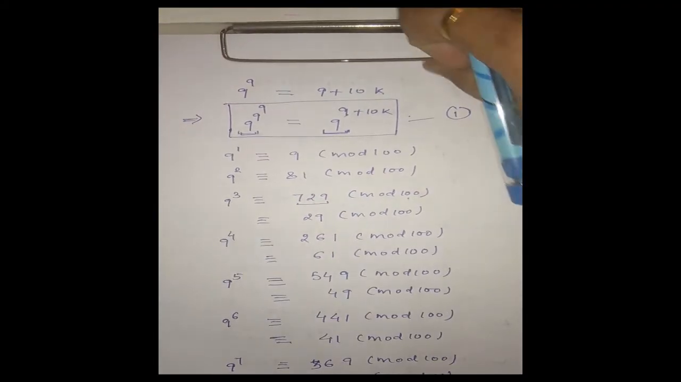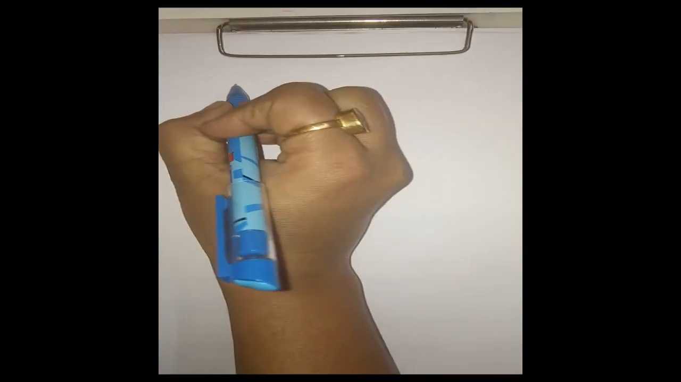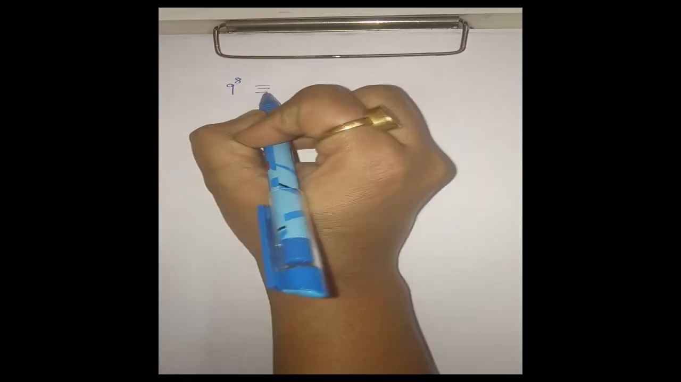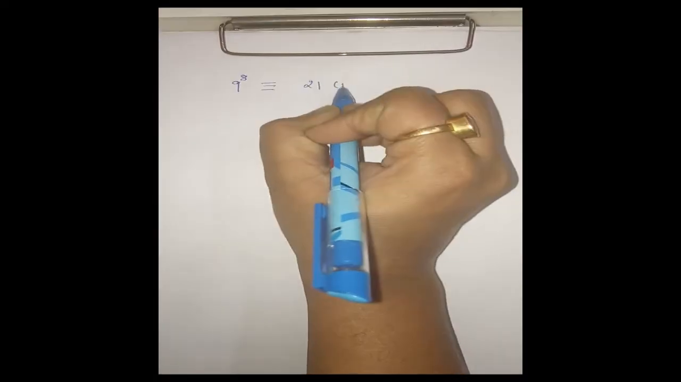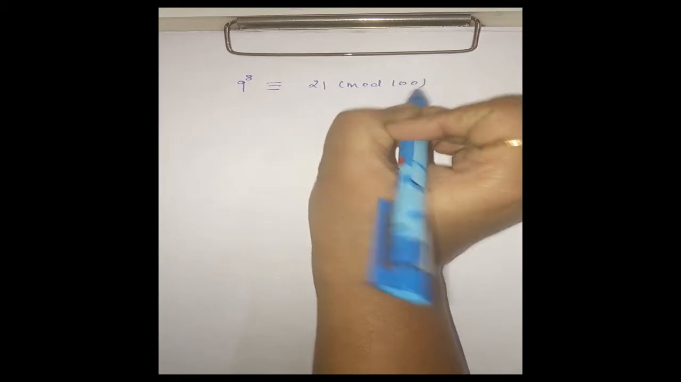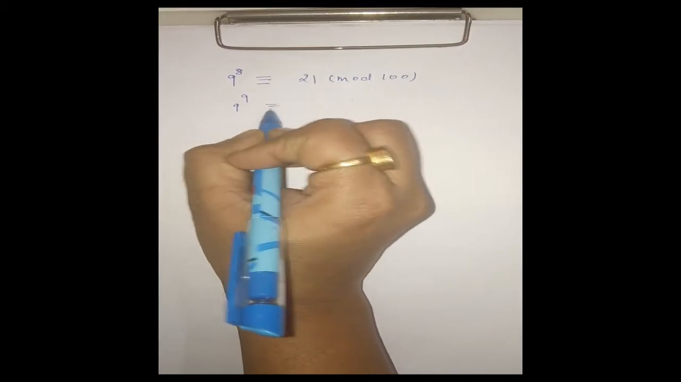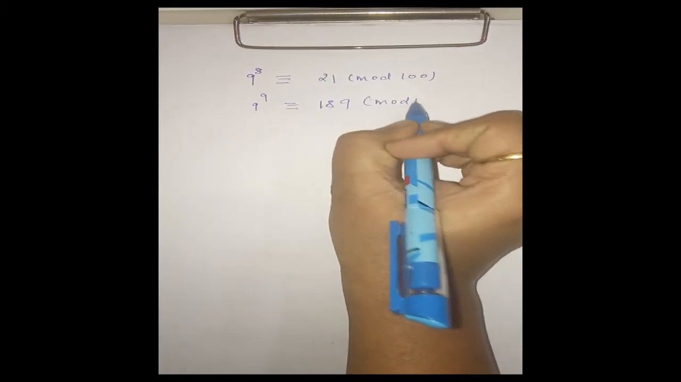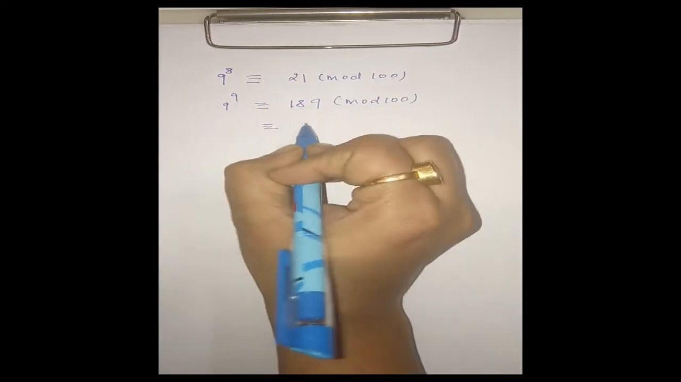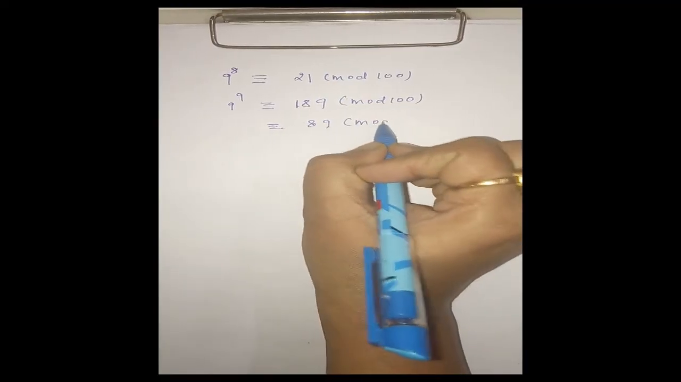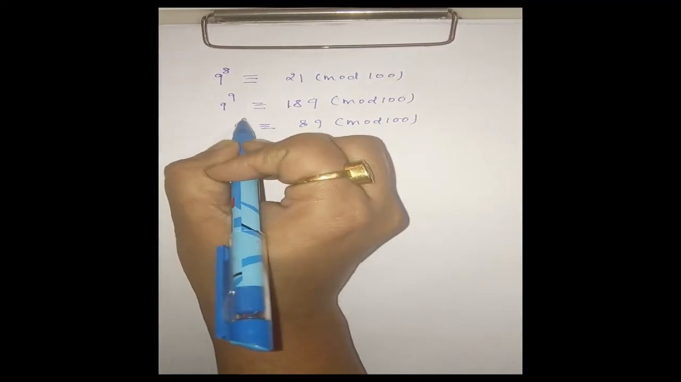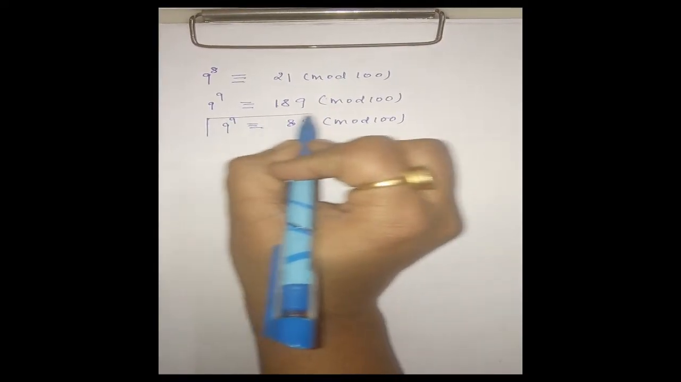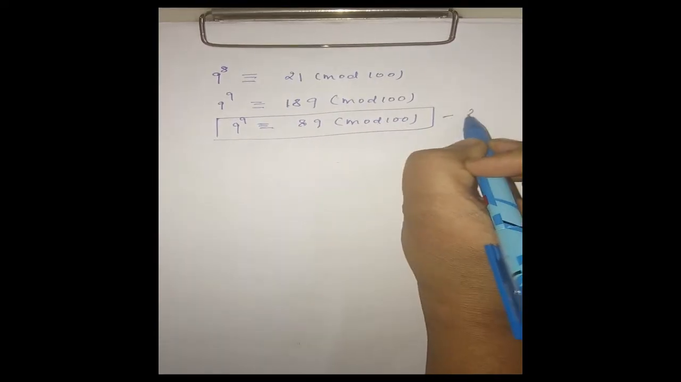Now, we have this 9 power 8. 9 power 8 is congruent to 21 modulo 100. Therefore, 9 power 9 will be congruent to 189 modulo 100, that is 89 modulo 100. Okay. Mark this as equation number 2.